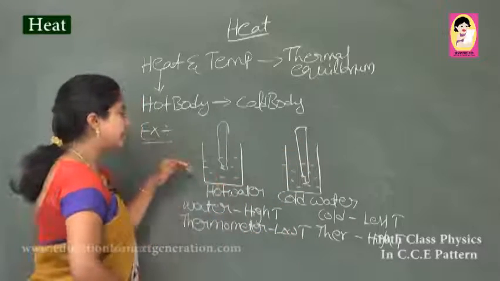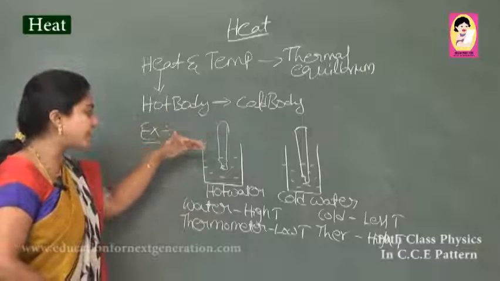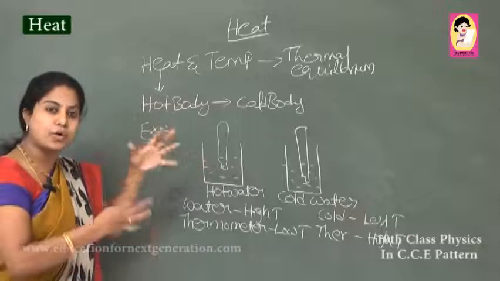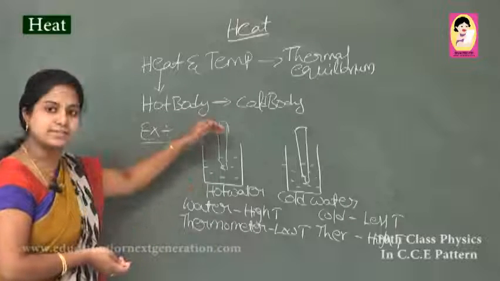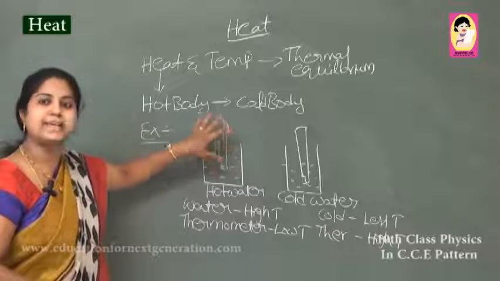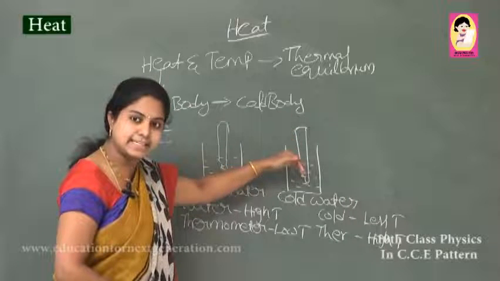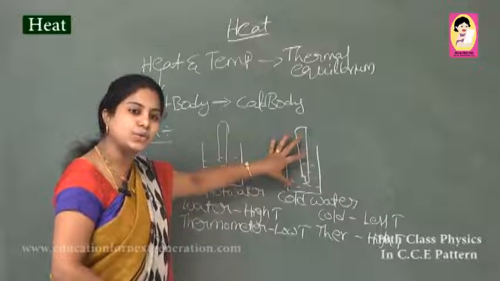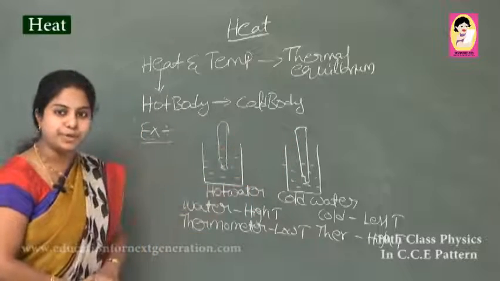Here the energy transfer will continue until both the thermometer and the water get the same temperature. If the mercury level is rising, at that time both are getting into equilibrium with each other. Here also, the thermometer level is decreasing, that means both are getting to equal temperature. So that is thermal equilibrium.